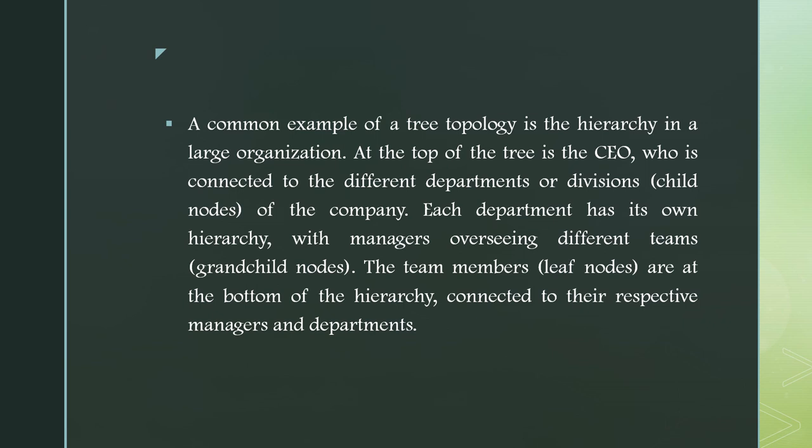A common example of tree topology is the hierarchy in a large organization. At the top of the tree is the CEO, who is connected to the different departments or divisions. Child nodes of the company. Each department has its own hierarchy, with managers overseeing different teams. Grandchild nodes. The team members, leaf nodes, are at the bottom of the hierarchy, connected to their respective managers and departments.